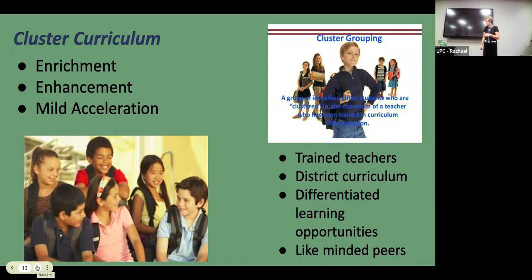So when we think about enrichment and enhancement, and then we have what we call mild acceleration. Acceleration happens naturally. I've learned something and I'm ready to go on to the next thing. But in a cluster classroom, it's not our goal to rapidly move kids through content. Our goal is to spend the majority of our time in that extension, that enrichment, and that enhancement. We want to spend our time there. And we may have some moderate acceleration, some very mild acceleration, but for the most part, we're going to work in those top 2 areas.